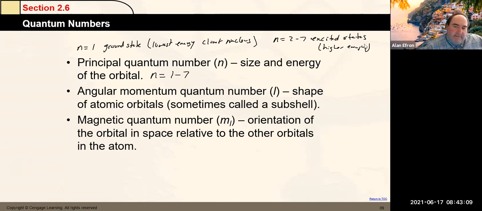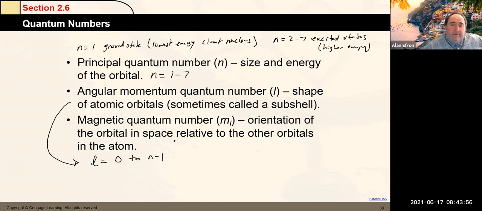The next quantum number is the angular momentum quantum number, sometimes abbreviated as L. That gives you the shape of the atomic orbitals, sometimes called the subshell, as we just talked about. It tells you, are you dealing with an s orbital? A p orbital? A d orbital? An f orbital? And L can have values of 0 to n minus 1.